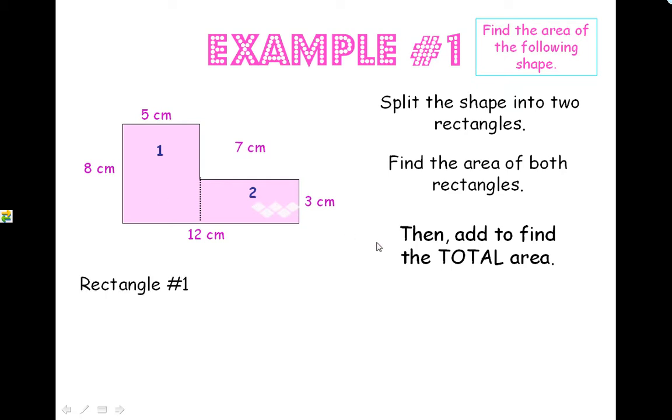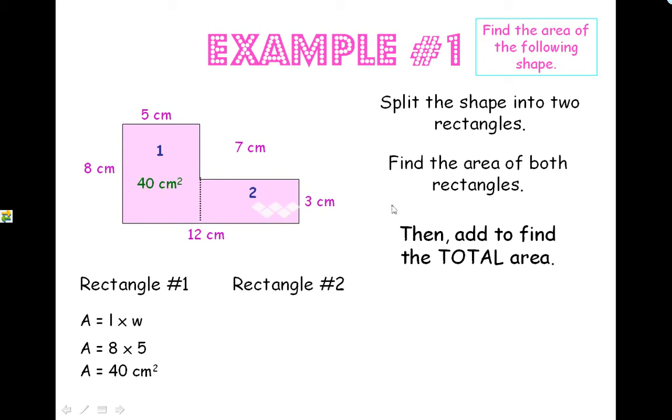So let's look at rectangle 1. Remember that the area of a rectangle is length times width. So at rectangle 1, our length here you see is 8, and our width is 5. So if you multiply 8 times 5, you will see that the area is 40 centimeters squared. Now remember, keep in mind that that's just this part of the shape. Now we got to find this part.